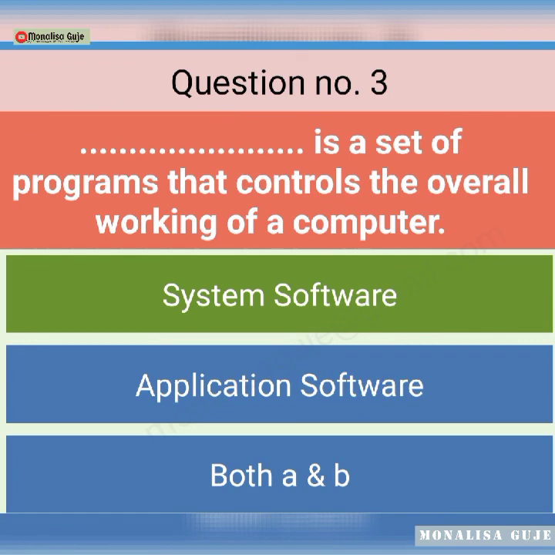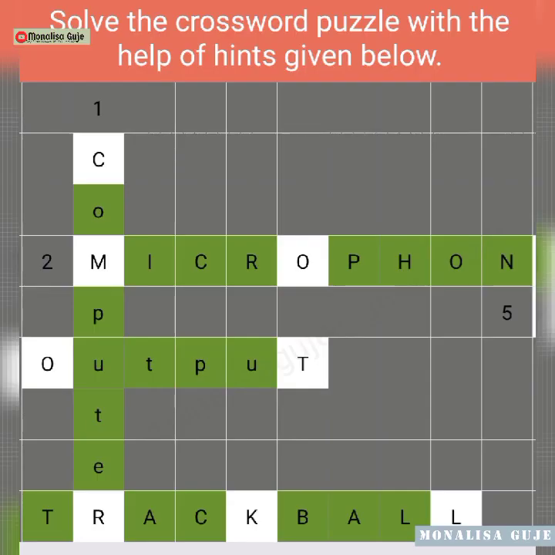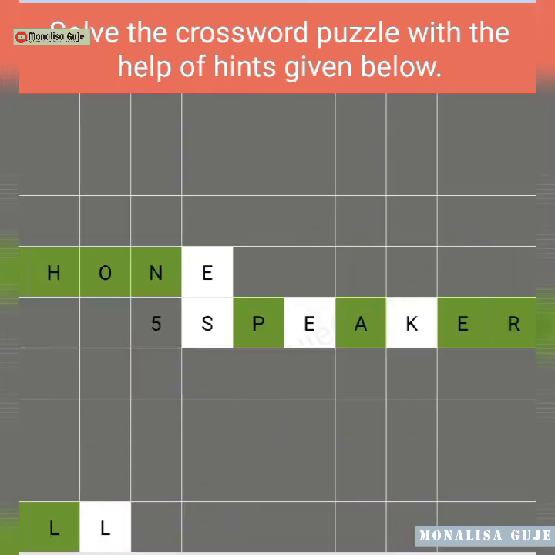Dash is a set of programs that controls the overall working of a computer. System software, application or both. Answer is system software. The system software takes care of the whole programming of a computer. Here we have a crossword. You can just refer to your textbook and I have given you the answers. Do complete it into your books.